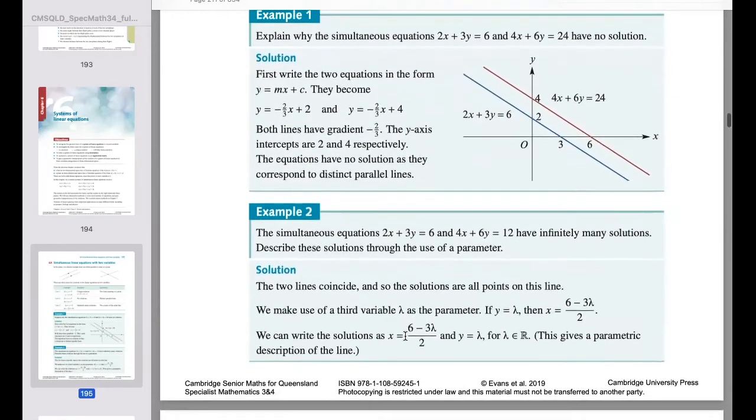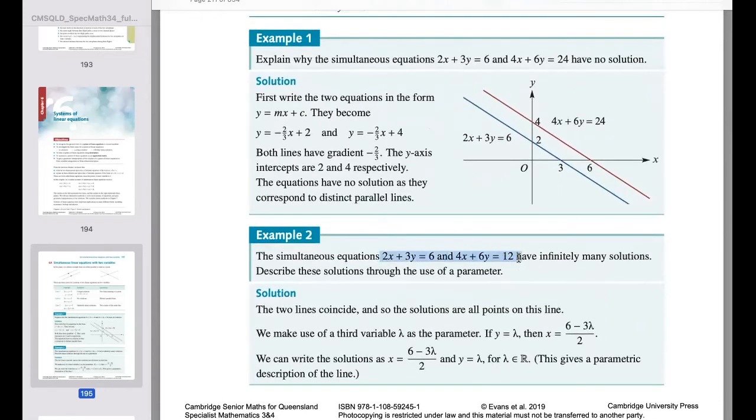For example 2, where I have infinite solutions, it's because they are the same line. You can see if I divide my second equation through by 2, I get 2x plus 3y equals 6. They're the exact same equation, scaled by a factor of 2. This bit where they talk about using parameters and parametric descriptions of the line, we don't really need any of that. You can simply say the two lines coincide, so all the solutions are points on this line.